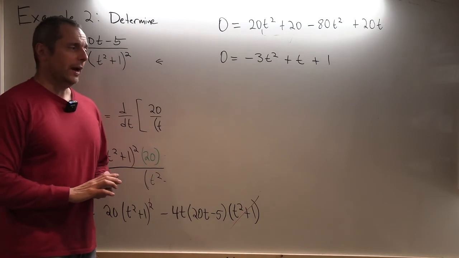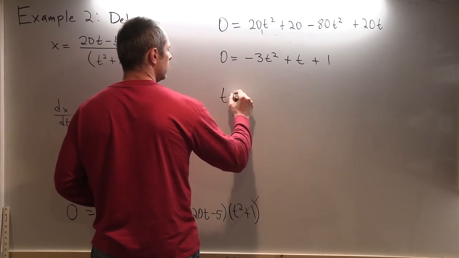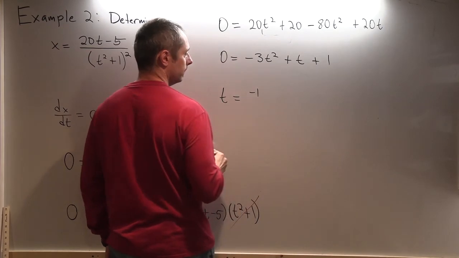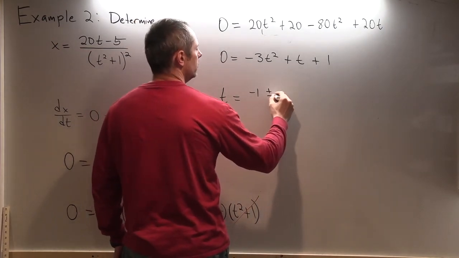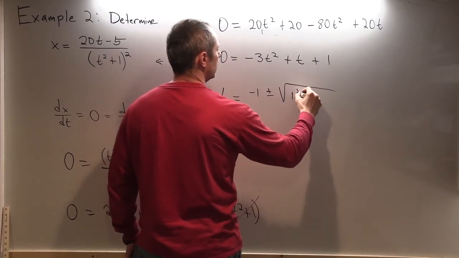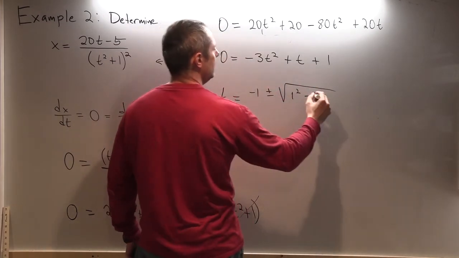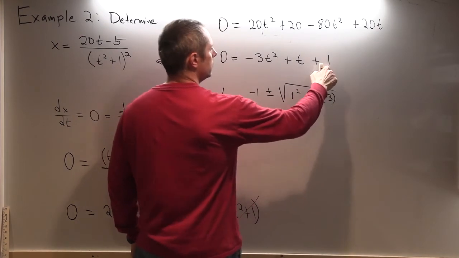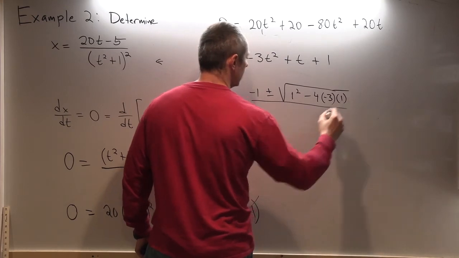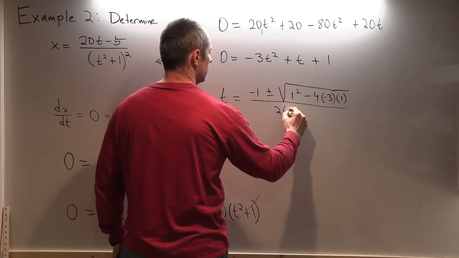So to solve this, I could use the quadratic formula. So t equals the opposite of b, which is 1 here, plus or minus the radical of b squared minus 4ac, all divided by 2a, which is 2 times negative 3, negative 6.